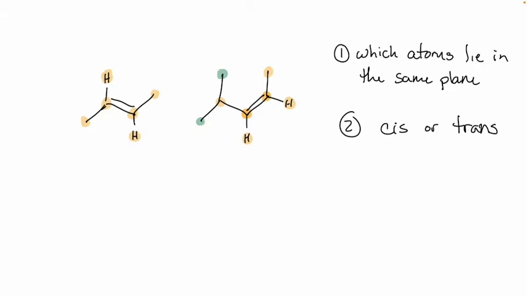Now we've got to do the cis or trans designation. What about the molecule on the left? Is that cis or trans? Trans. They're pointed on opposite sides. And what about the molecule on the right? Cis. Now they're pointed on the same side.